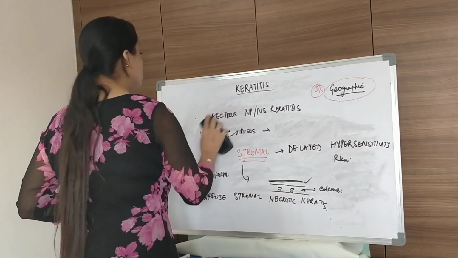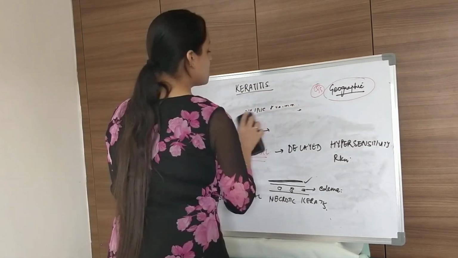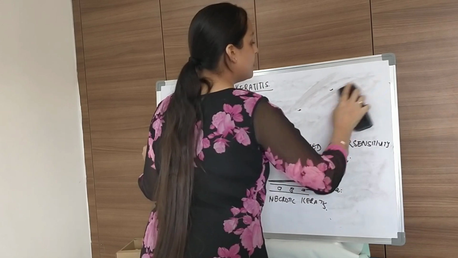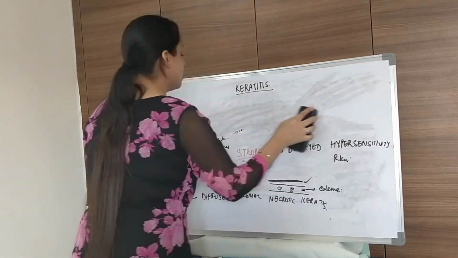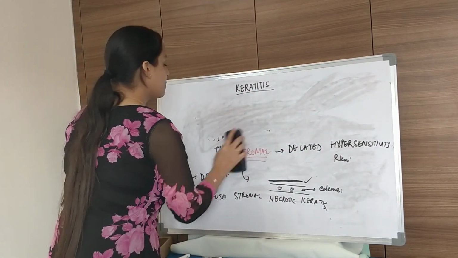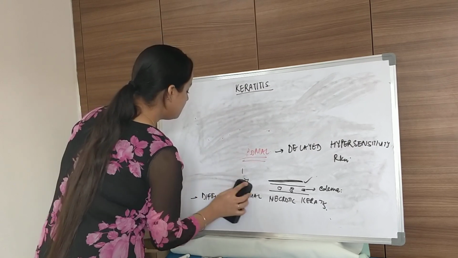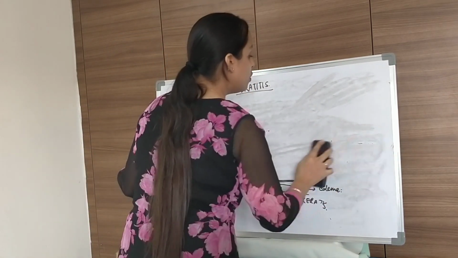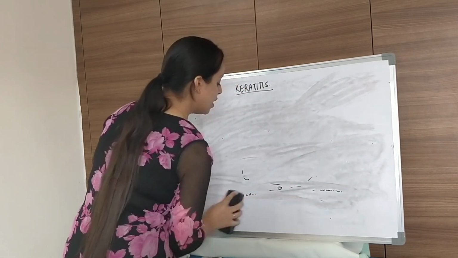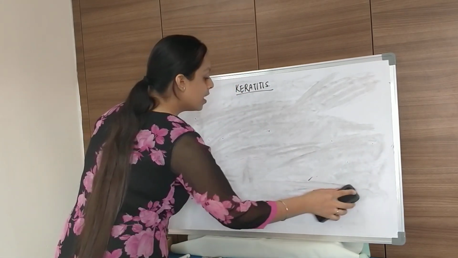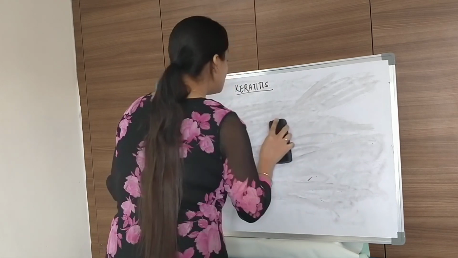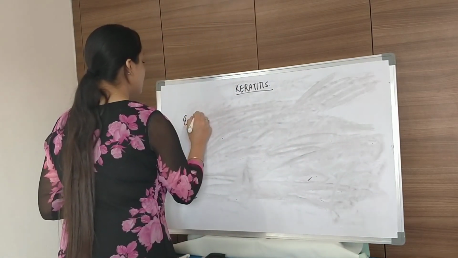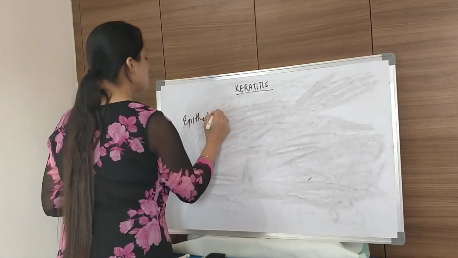Now I'll come to the treatment of how do we treat these types of keratitis. Okay. So the diagnosis is usually clinical. And coming to the treatment of these forms of keratitis. So I told you there are two types of keratitis. There is epithelial keratitis and there is stromal keratitis. So coming to the epithelial form of keratitis, so how will you treat?